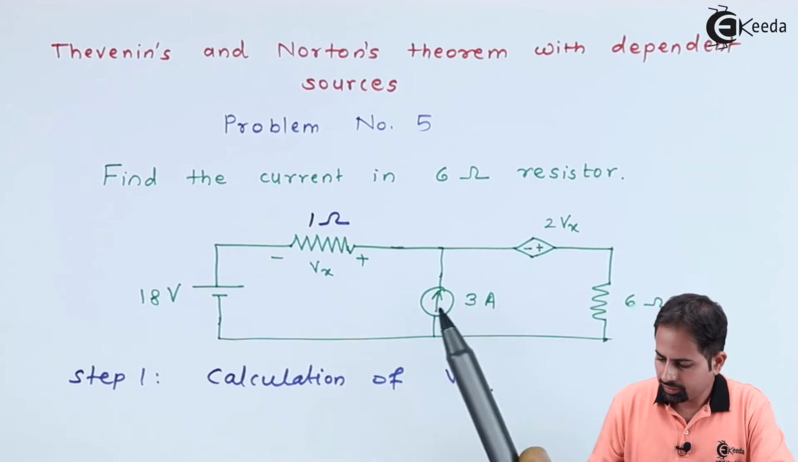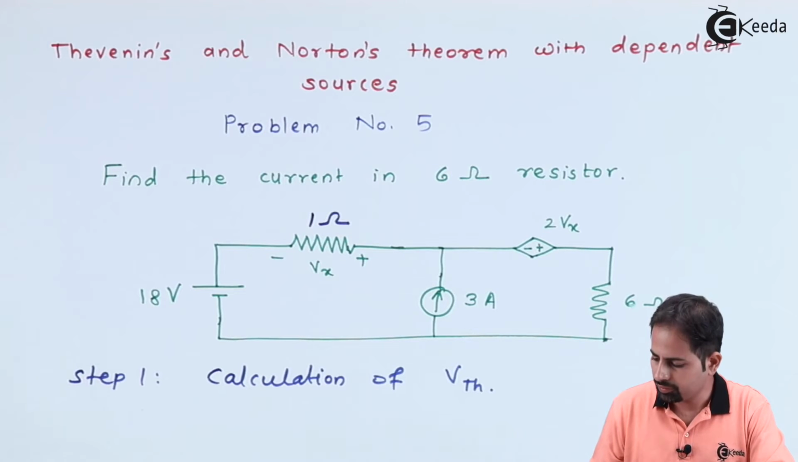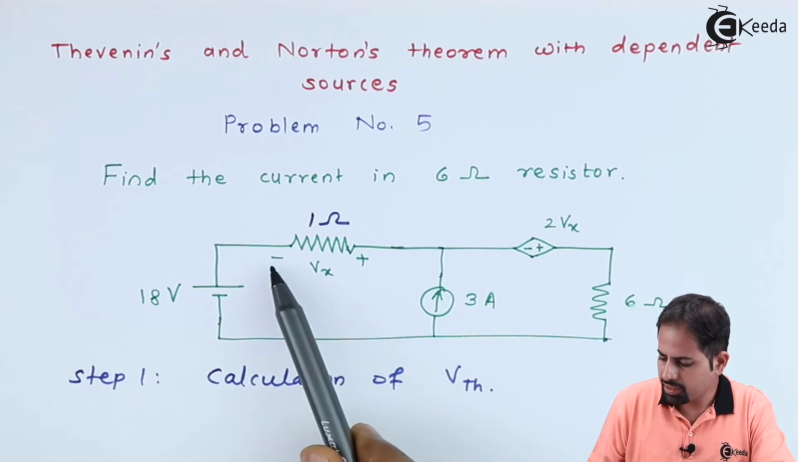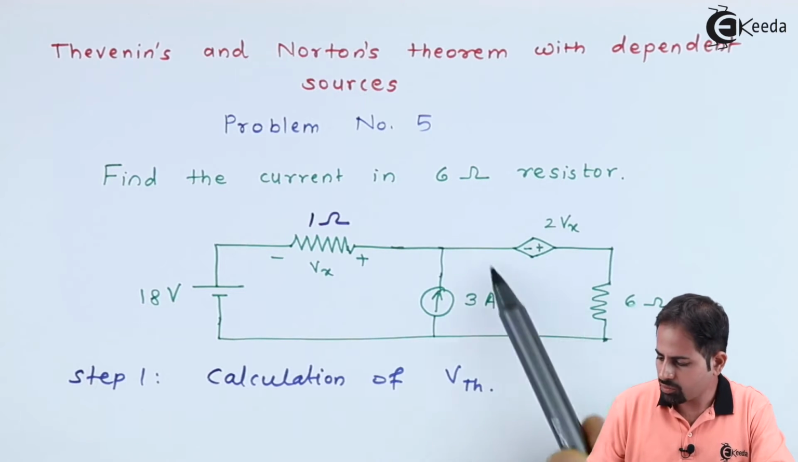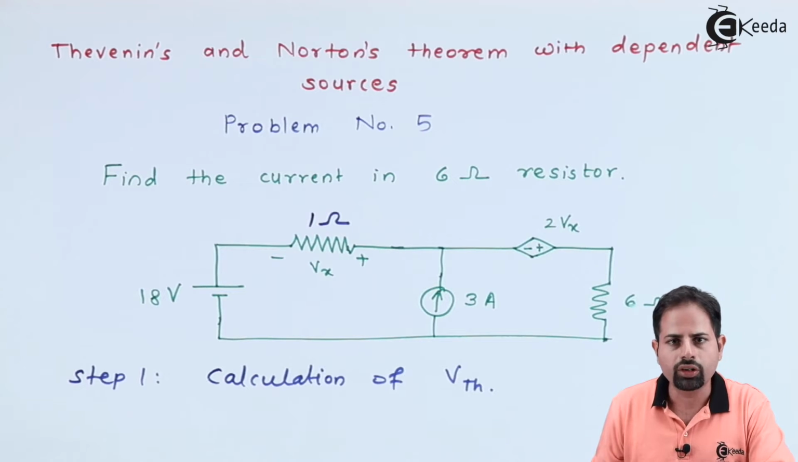So you can see here, we have to find the current in this 6 ohm resistor. And there is a voltage Vx which is given with minus and plus polarity. So this is a point to be noted. And there is a voltage source whose value is 2 into Vx. So what this Vx is, what we have to find.